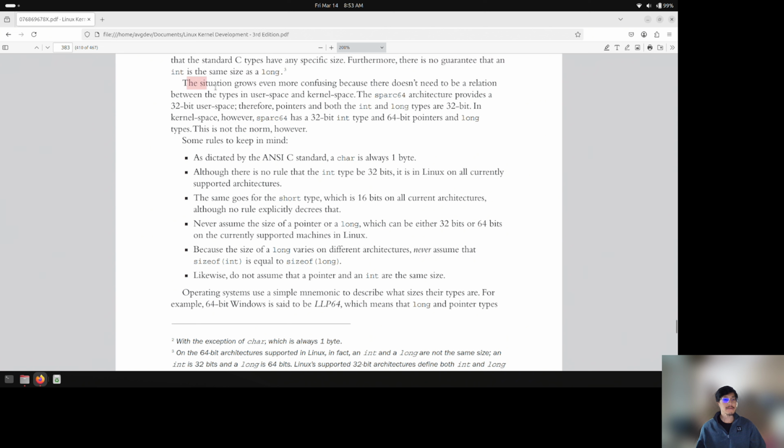The situation grows even more confusing because there doesn't need to be a relation between the types in user space and kernel space. The SPARC64 architecture provides a 32-bit user space, therefore pointers and both the int and long types are 32-bit. In kernel space, however, SPARC64 has a 32-bit int type and 64-bit pointers and long types. This is not the norm, however. Some rules to keep in mind.